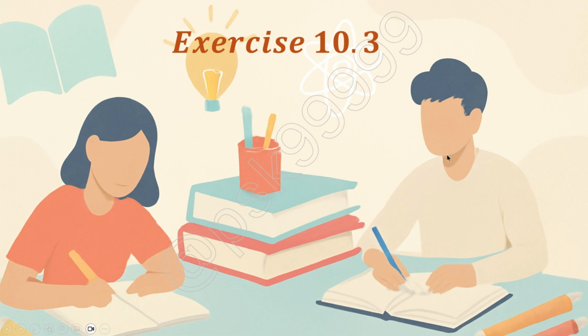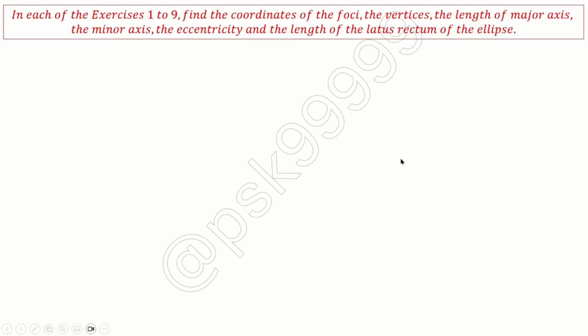Let's do Exercise 10.3 on ellipse. Given the equation of the ellipse in questions 1 to 9, you have to find all the information about the ellipse: the foci, the vertices, the length of the major axis, the length of the minor axis, the eccentricity, and the length of the latus rectum. Let's do two of them, one with the major axis on the x-axis and one on the y-axis, and the rest all follow the same up to 9.